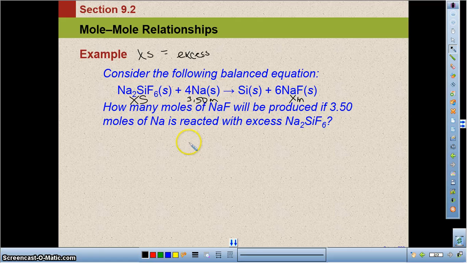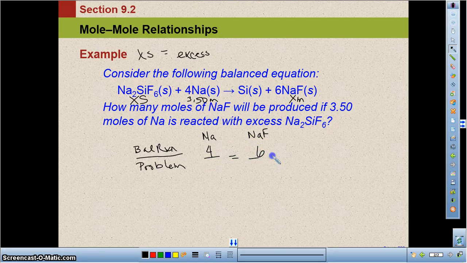Well, what we're going to do is use the information given in the balanced reaction. We're going to start with the 2 things we're talking about. So we're talking about sodium, so I'm going to put Na, and then I'm going to put NaF here. And I'm going to do a ratio. The top one is going to come from the balanced reaction, so bal reaction. The bottom number is going to come from the problem. So I go to the balanced reaction. The balanced reaction tells me that 4 sodium, and I get that right here from the coefficient, is going to produce 6 sodium fluorides. That's not what the problem has, so let's put our line underneath them.